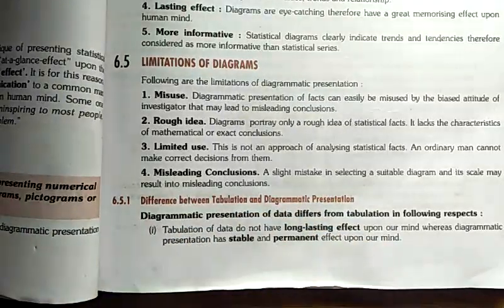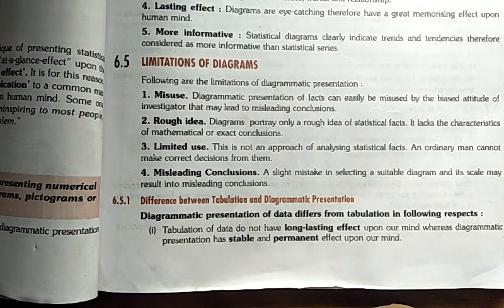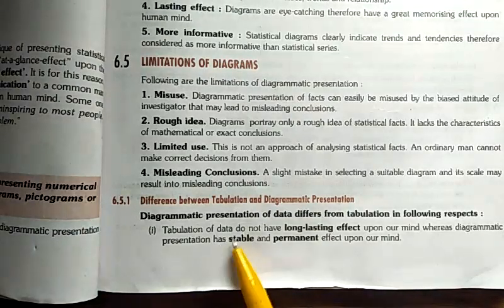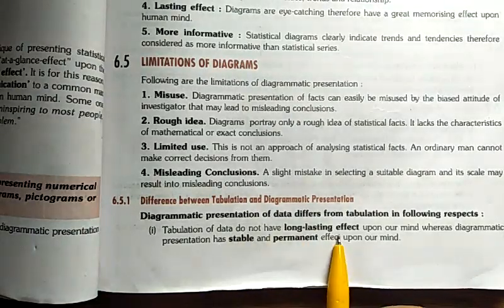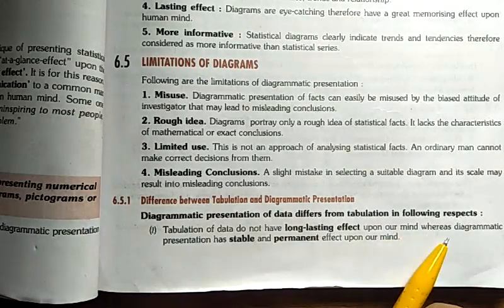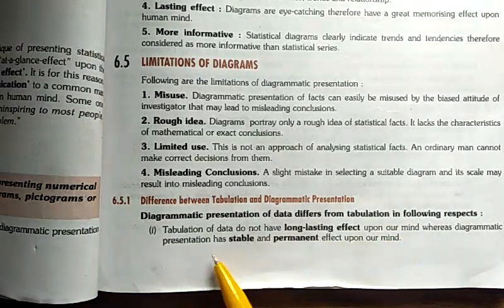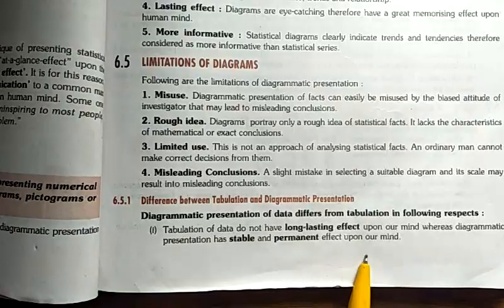Now difference between tabulation and diagrammatic presentation, students. So tabulation means presenting the data in rows and columns, and diagram means presenting the data by using a bar diagram, rectangle, pie diagram, pictogram and cartograms. So tabulation of data does not have a long-lasting effect upon our mind, whereas diagrammatic presentation has a stable and permanent effect on our mind.